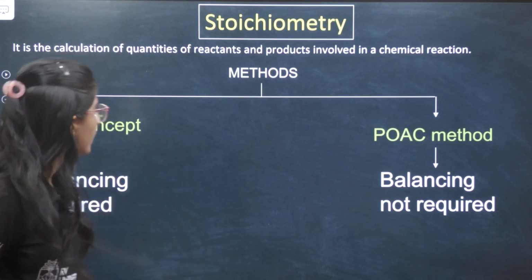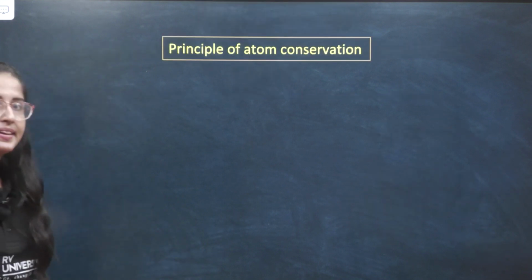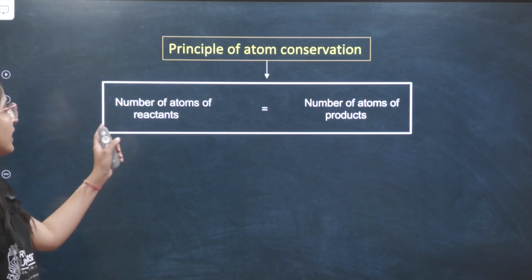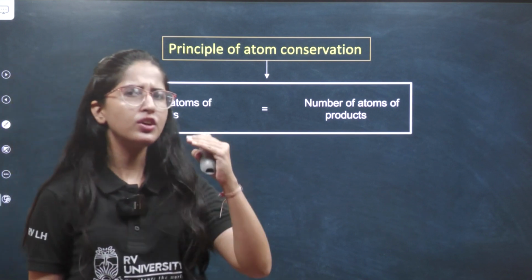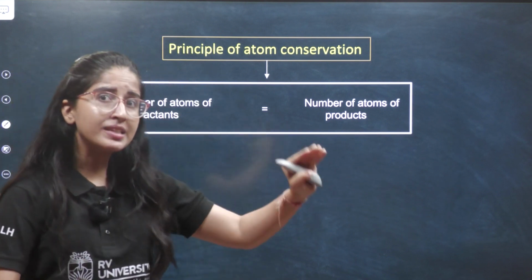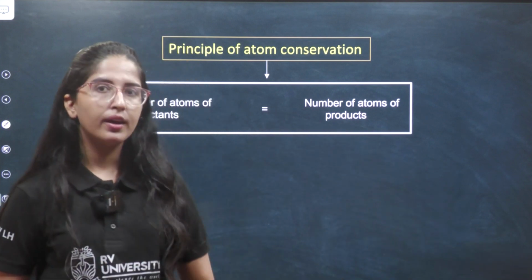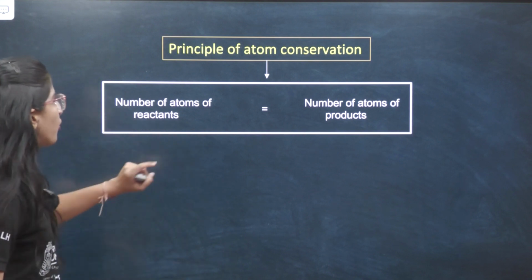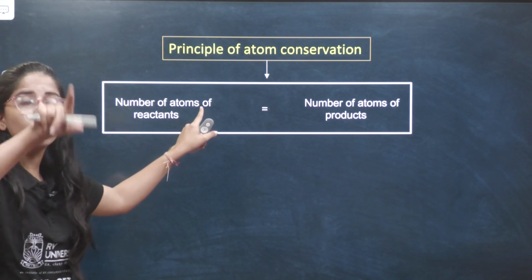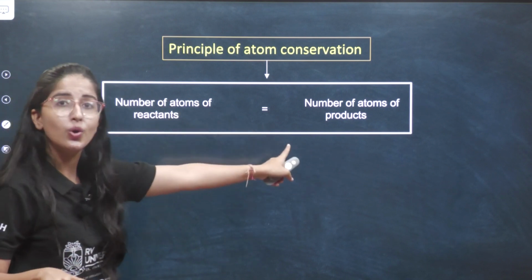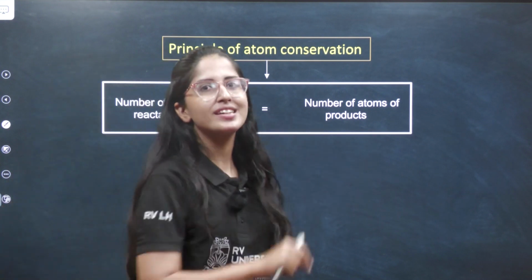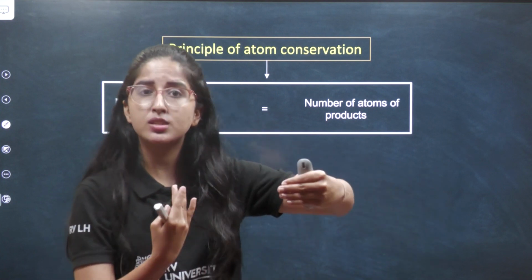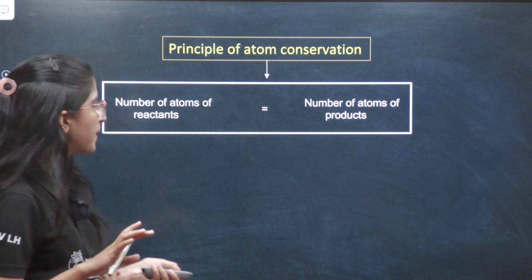How? I will tell you. So, principle of atom conservation, I told you, right? POAC means principle of atom conservation. In a reaction we already knew that atoms can neither be created nor destroyed. If atoms are not created and not destroyed, they must be conserved. Therefore, the total number of atoms of reactants must be equal to the number of atoms of products, because atoms are conserved. Products are formed by reorganization of the atoms, not by destroying them. It must be the same. Correct?